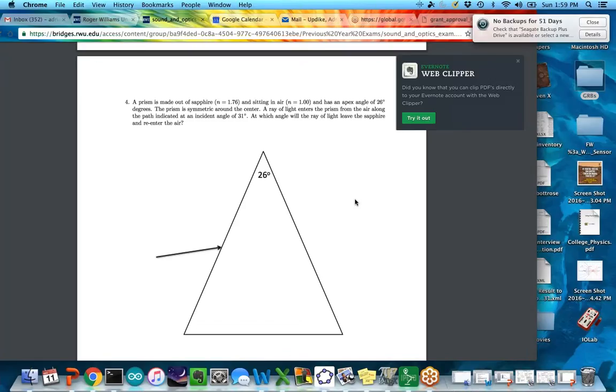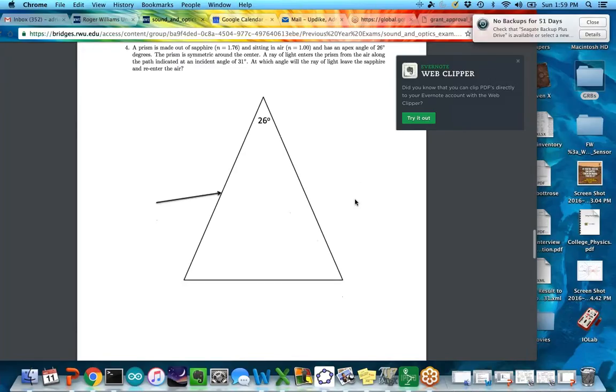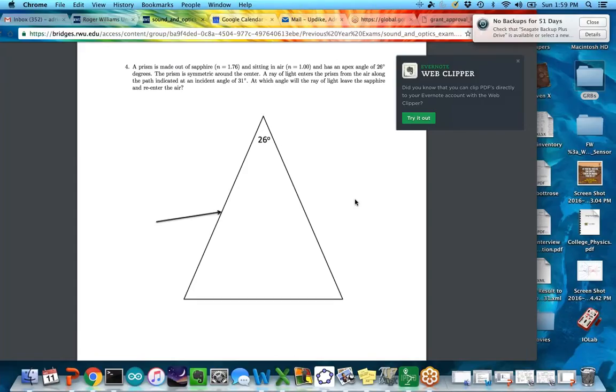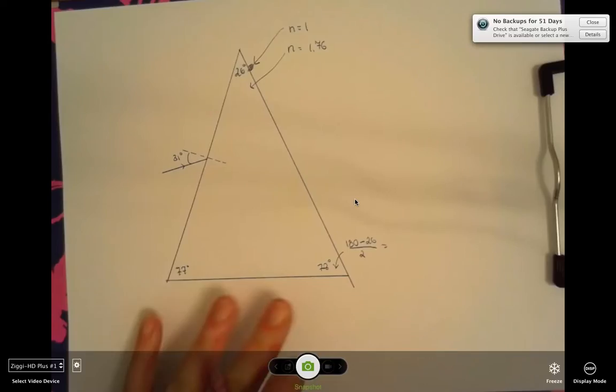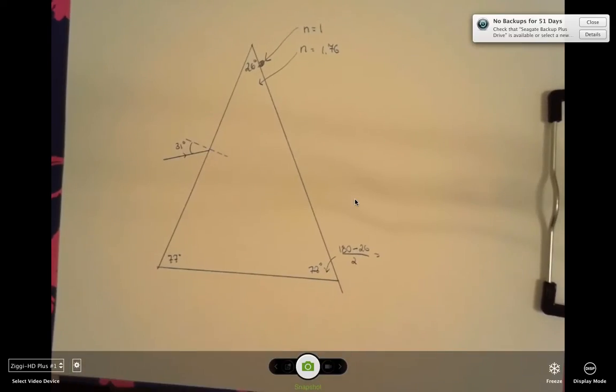26. Okay, and symmetric. All right, at which angle will the ray of light leave the sapphire and re-enter the air? Yes, we can do that. Okay, so we'll do moment of inertia next. All right, so this one's not even a dispersion problem. This one's a little bit easier.